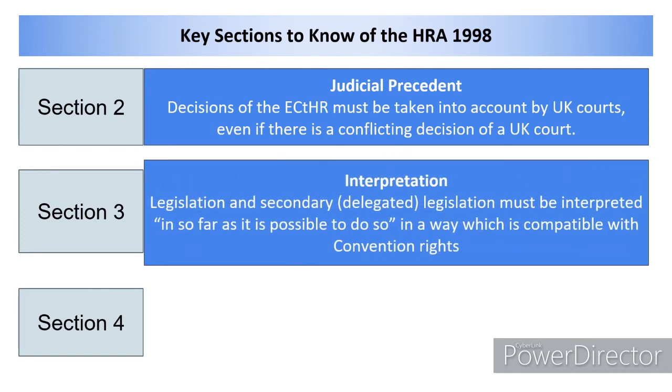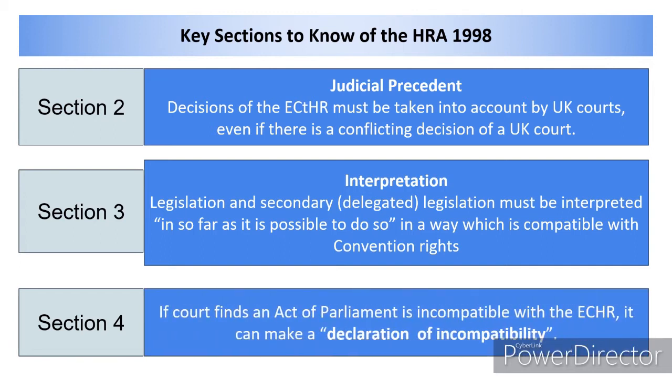Section 3 is about statutory interpretation. When a court is interpreting legislation, they must interpret that legislation insofar as it is possible to do so in a way which is compatible with convention rights. And if they can't, they will use Section 4. If a court cannot interpret a piece of legislation in order to fulfill the rights under the convention, they can't change it. You know that, because we have the principle of parliamentary sovereignty, so courts cannot amend our acts of parliament. If they can't interpret domestic legislation in a way to fulfill convention rights, all a court can do under Section 4 is to make a declaration of incompatibility.